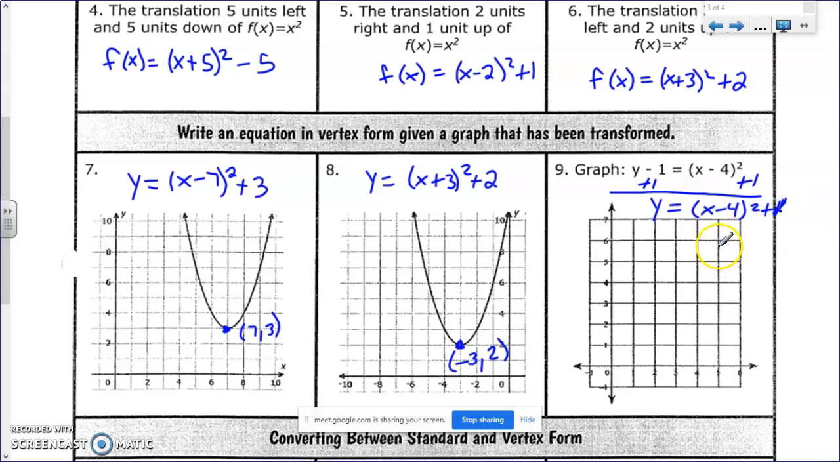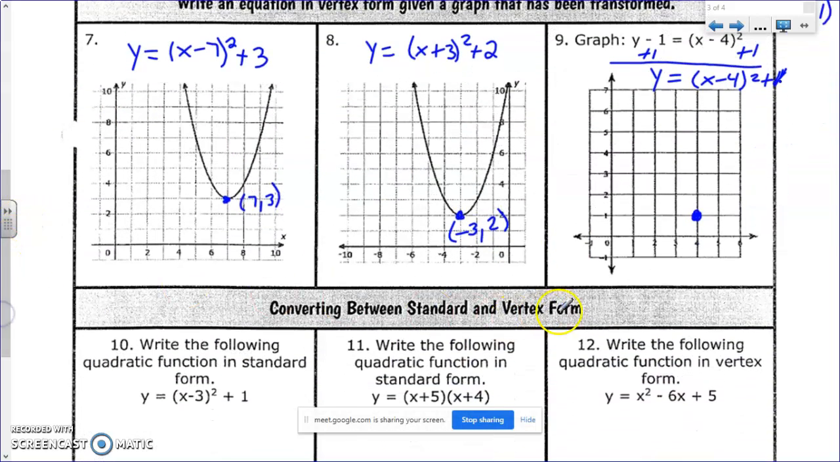Yes? All right, what's my vertex here? 4, 1. So I can go over 4, up 1. Okay? I need some more points. Anybody tell me how to get some more points? Change it to standard. Okay, so I'm going to scroll down a little bit. We're going to practice changing this to standard.